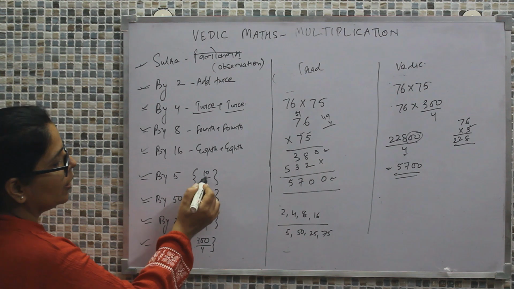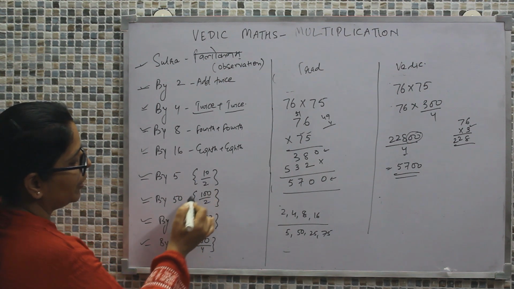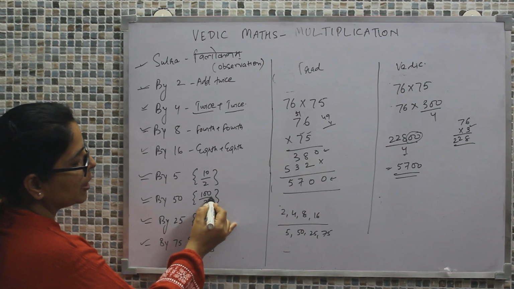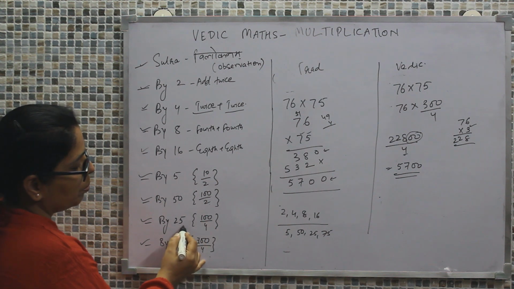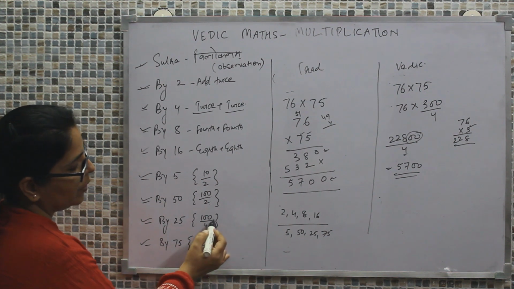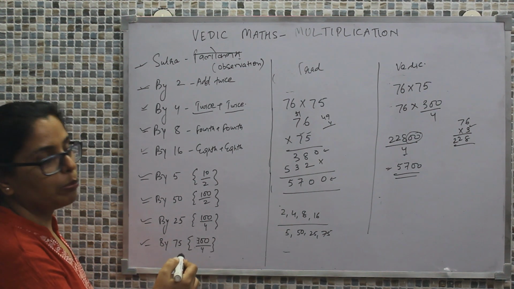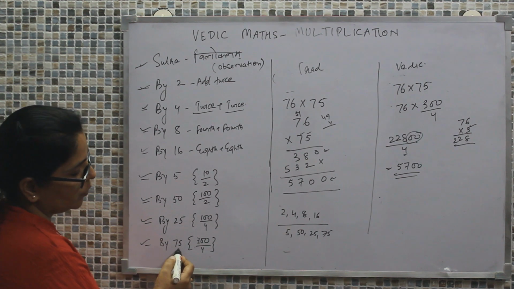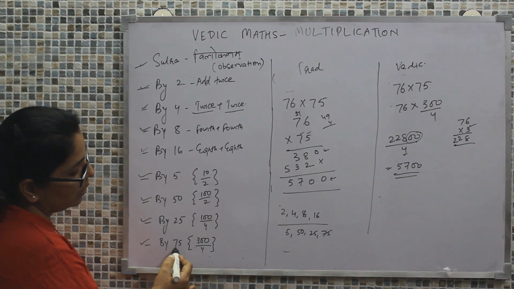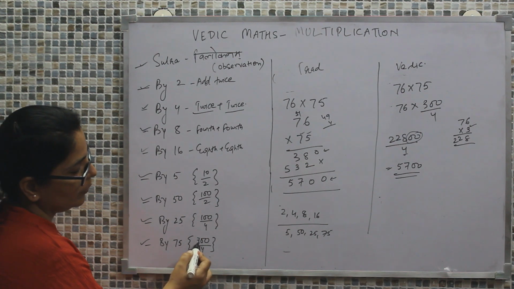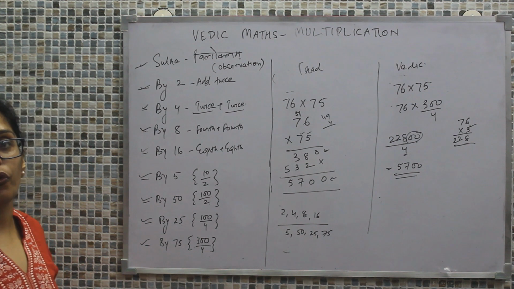By 5, multiply by 10, divide by 2. By 50, multiply by 100, divide by 2. When we need to multiply by 25, it is multiply by 100, divide by 4. And coming to the last one, for multiplying the value with 75, we have to multiply it with 300 and divide by 4.